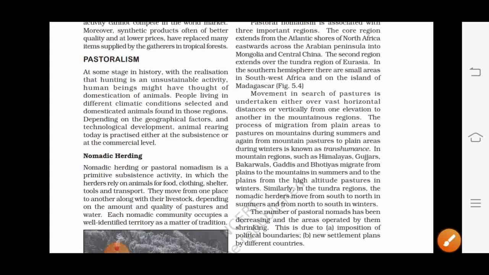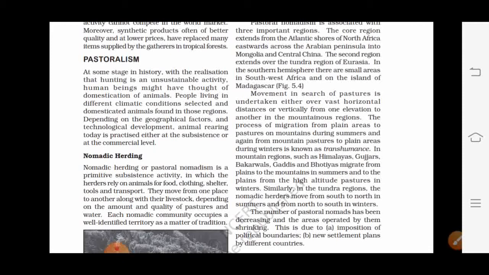Now let us talk about pastoralism or pastoral nomadism as an activity today. What is the position currently? What has happened today is that the people who are engaged in nomadic herding are reducing in number. Why? Because of a lot of factors, because of economic, social, cultural, political changes which have forced these people to change their lifestyle or do some other economic activity.